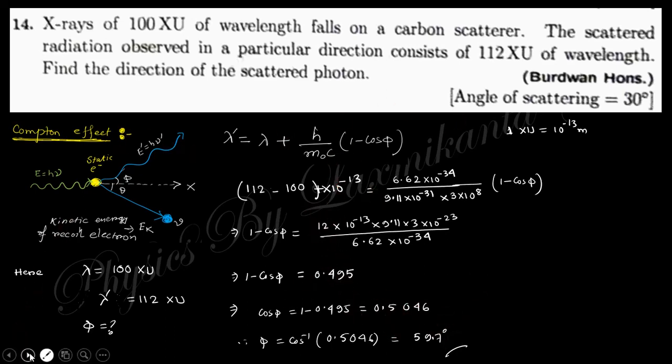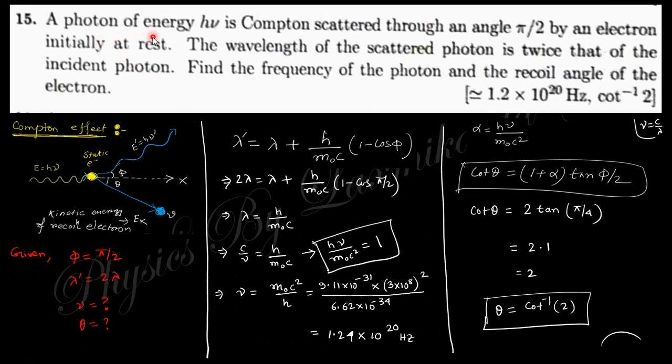Okay, next question. Next question says a photon of energy h nu is Compton scattered through an angle pi by 2 by an electron at rest. The wavelength of the scattered photon is twice that of the incident photon. That is, lambda prime is nothing but 2 lambda. So if you put lambda prime equal to lambda plus h by m naught c times (1 minus cos phi), and lambda prime equals 2 lambda, you will get lambda equal to h by m naught c. So from here you will get the value of nu, that is the frequency of the photon.